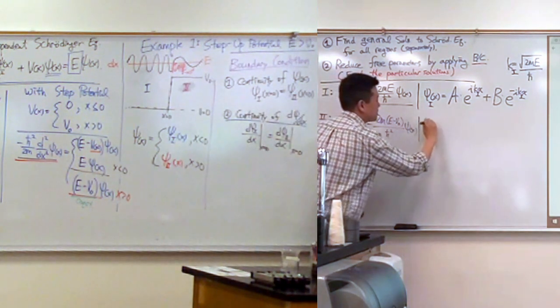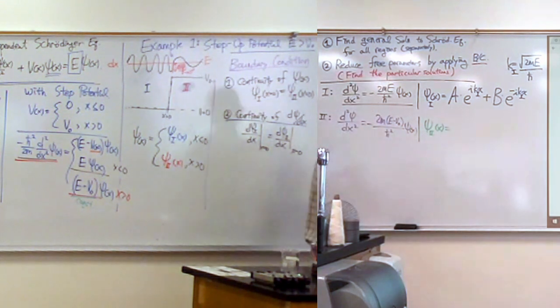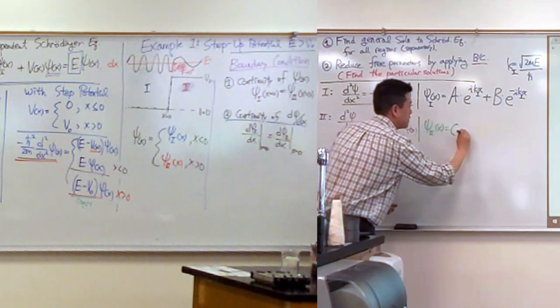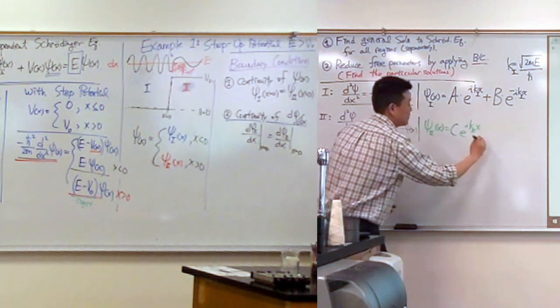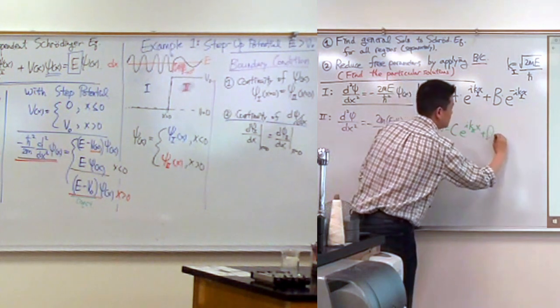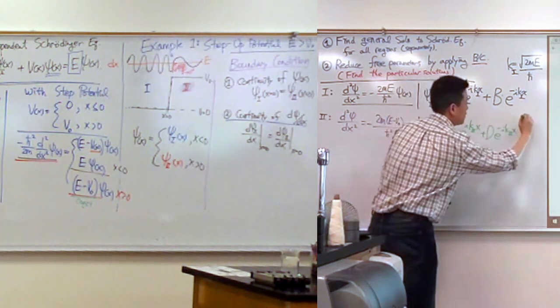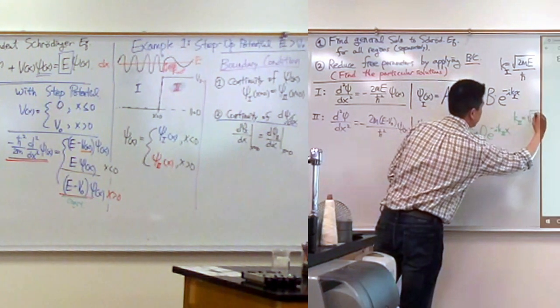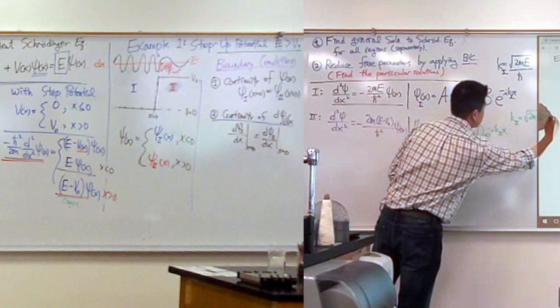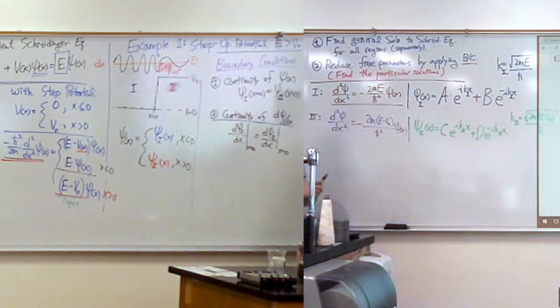So it's psi 2 of x, well, it could be different coefficients. So let's do c e to the i k2 x plus d e to the minus i k2 x, where k2 is square root of 2m (E minus v naught) over h bar. Good?